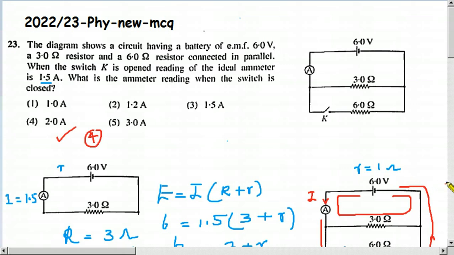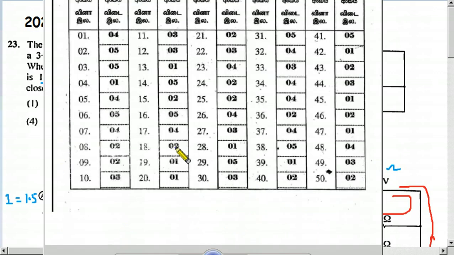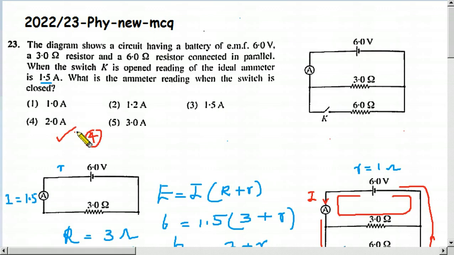Question number 23. So let us check the answer sheet. 23, fourth one. Right. Fourth one is the answer we also obtained.